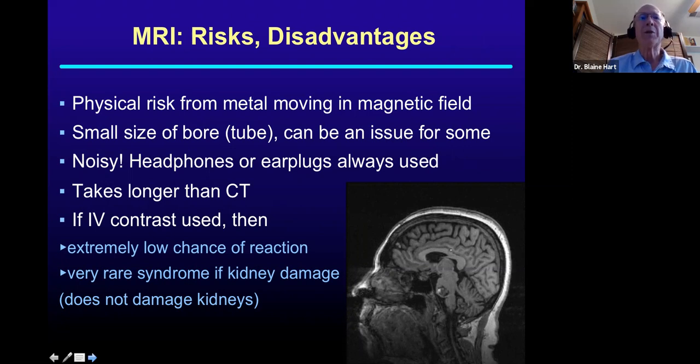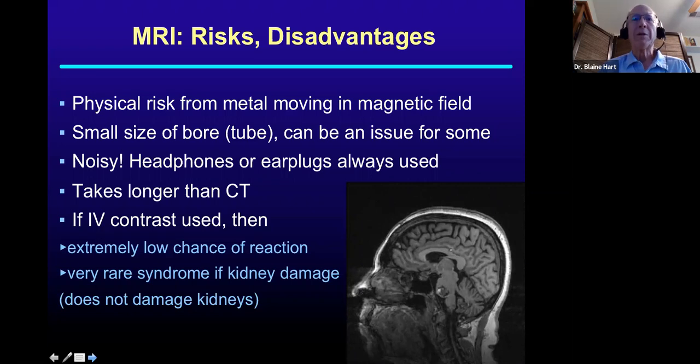There are some disadvantages. The biggest is that this is a very, very powerful magnetic field, and I'm sure you're aware that there's a risk from metal moving in a magnetic field. If someone were to bring something into the room, it would fly into the magnet. If it were steel or iron, it could fly into the magnet and damage someone if it hit them.